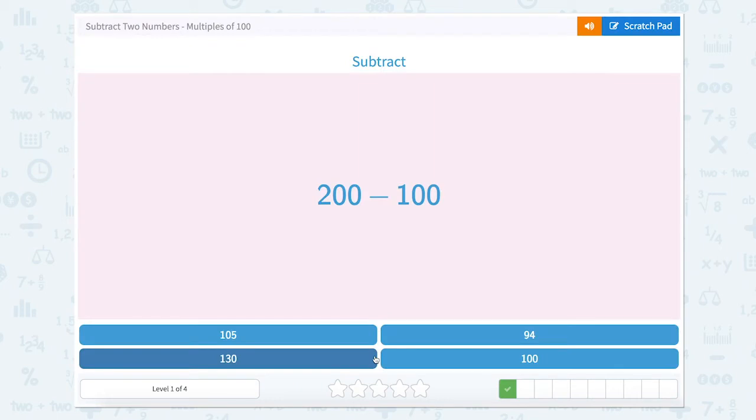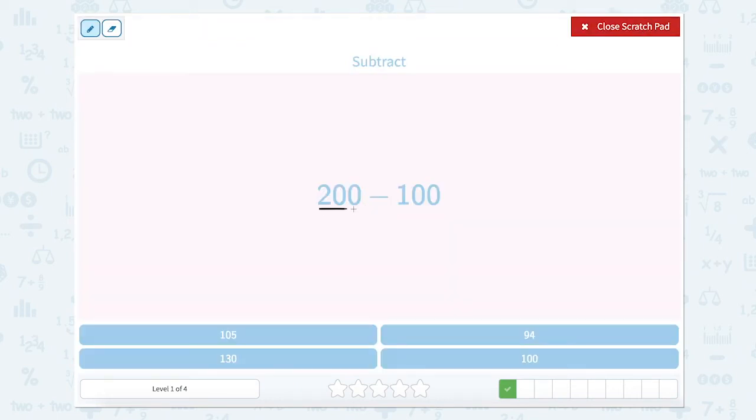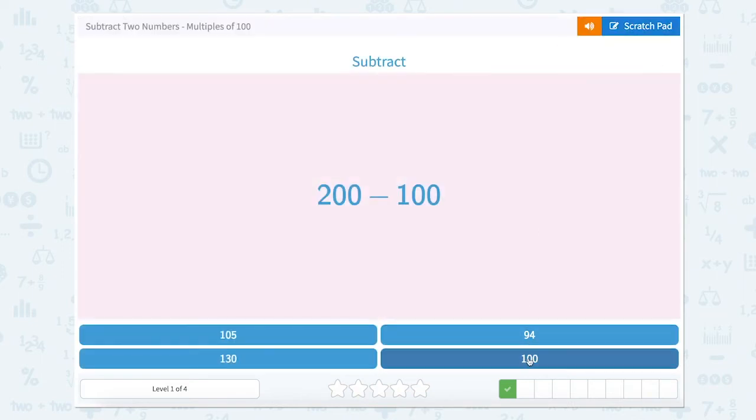Nice work. Now if we look at our number here, we have 200 minus 100. So the only numbers here are in our hundreds. So we have 200s and we're going to take away 100s. So 200s minus 100s gives us 100.